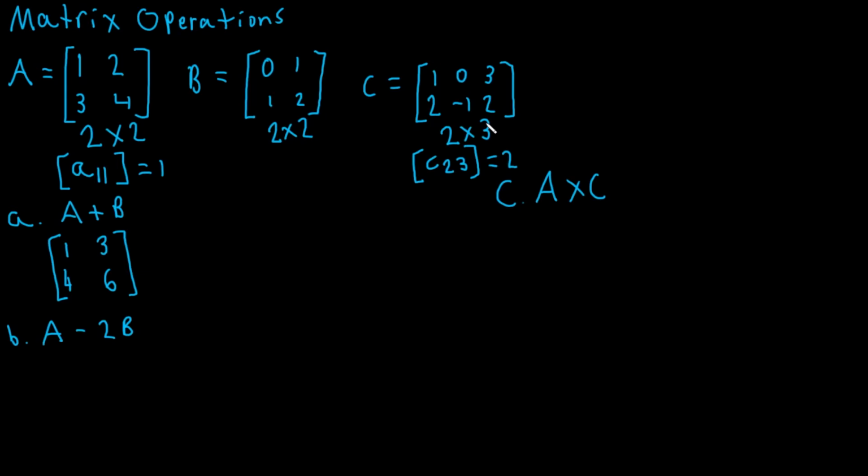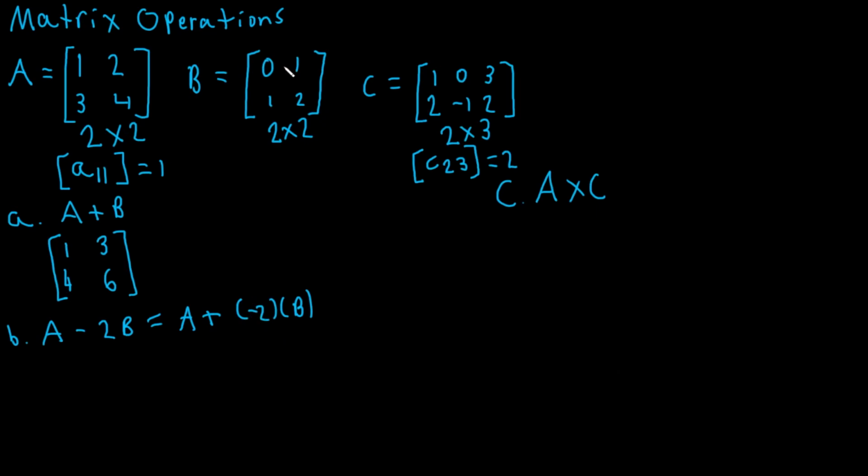Another operation that you can do is multiply a matrix by a scalar constant. For example, here we're multiplying matrix B by the constant -2. In fact, we can rewrite this operation as A plus -2, a constant, times the matrix B. To multiply a matrix by a scalar constant, all you have to do is just multiply every single term in matrix B by the scalar constant -2.